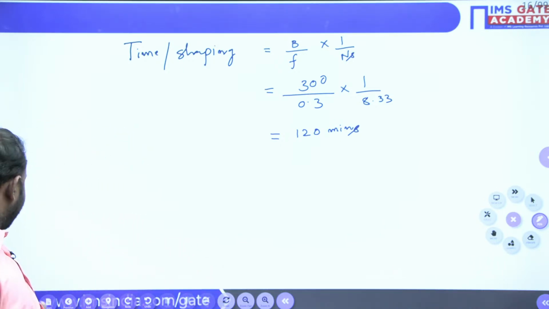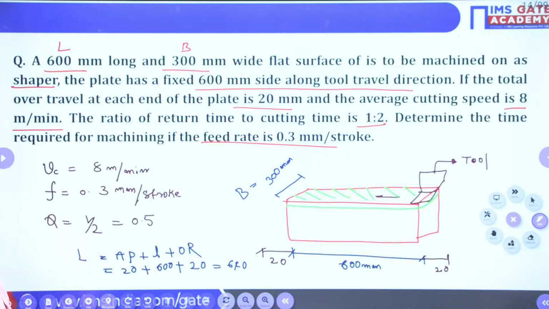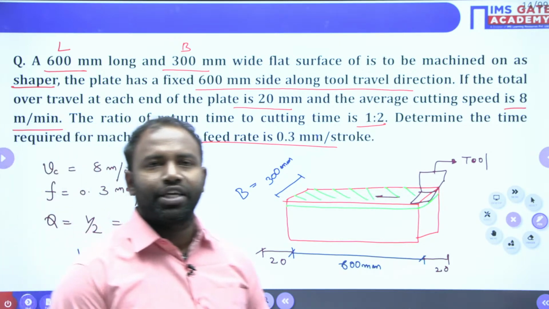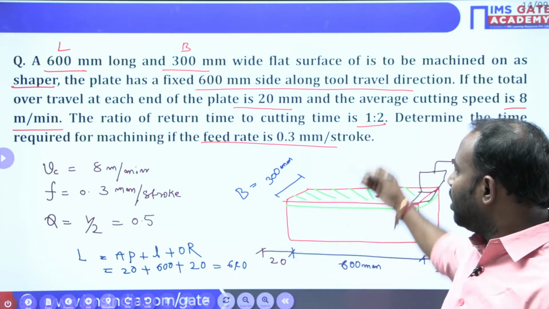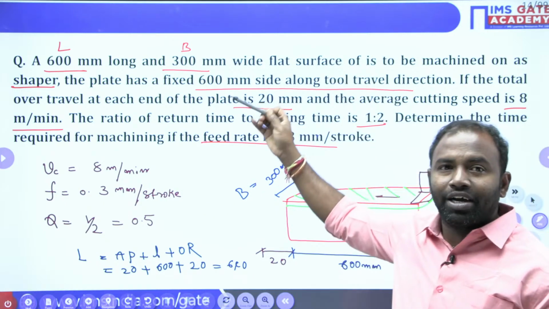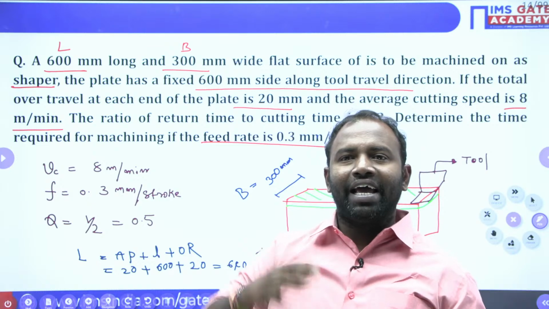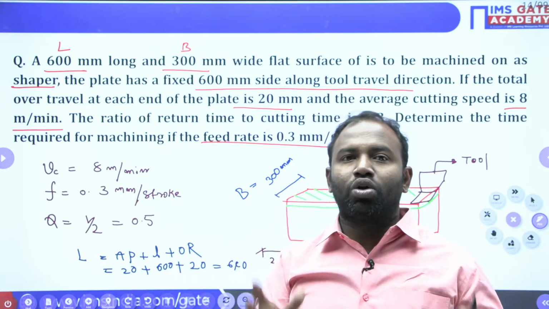Right. Now, understanding the problem is the key to the solution. Okay. Now, have a look at this problem. Based on the data, you try to plot the diagram. From the diagram, it would be very useful to you to solve the question.